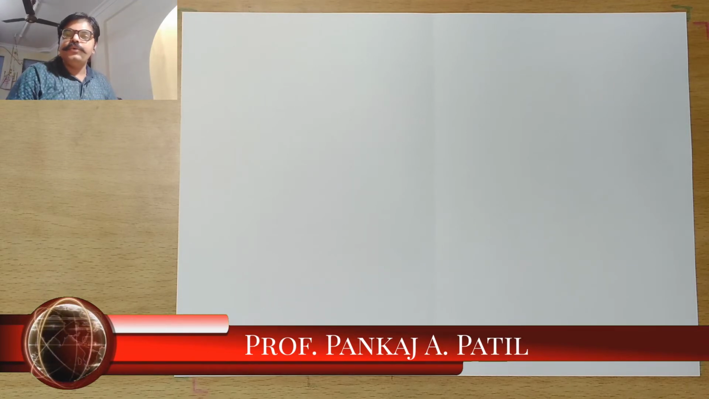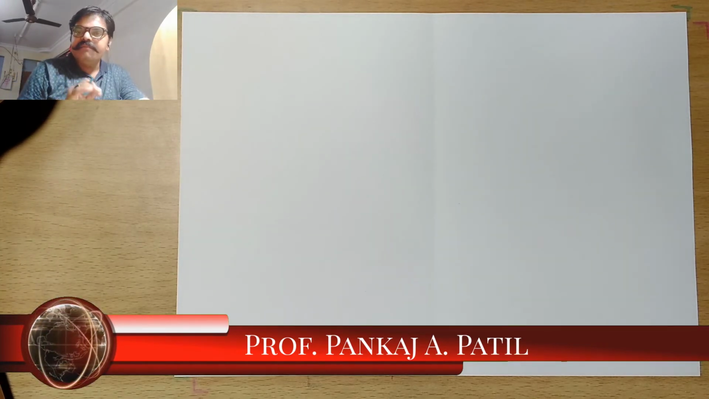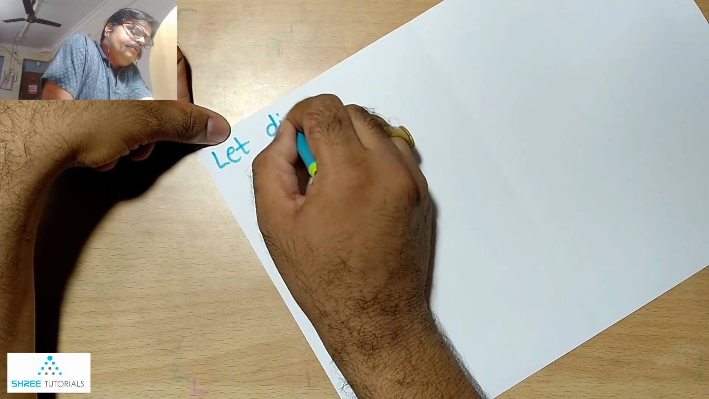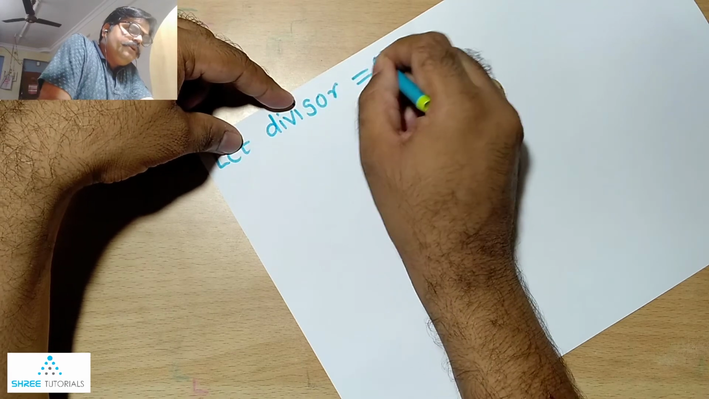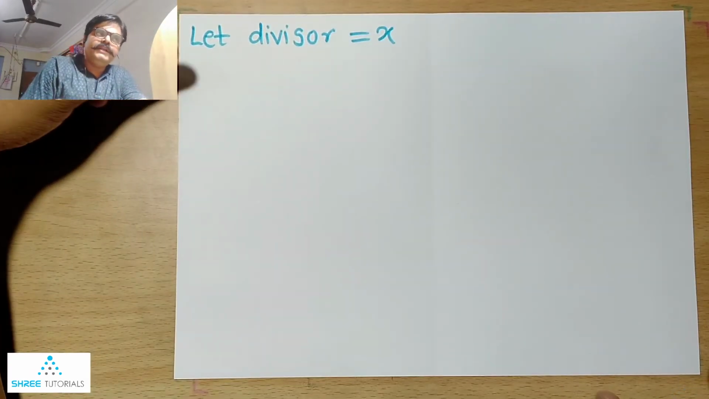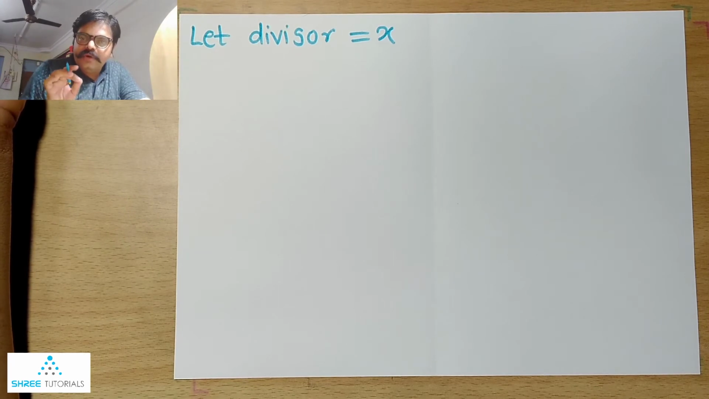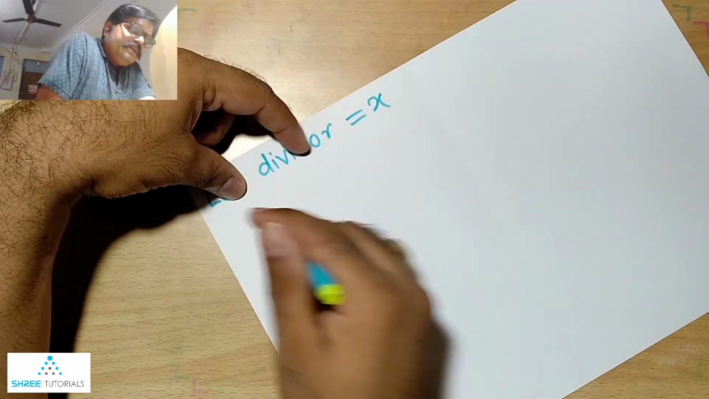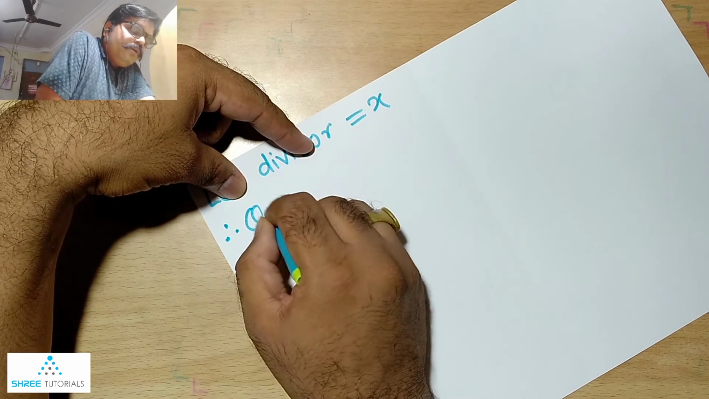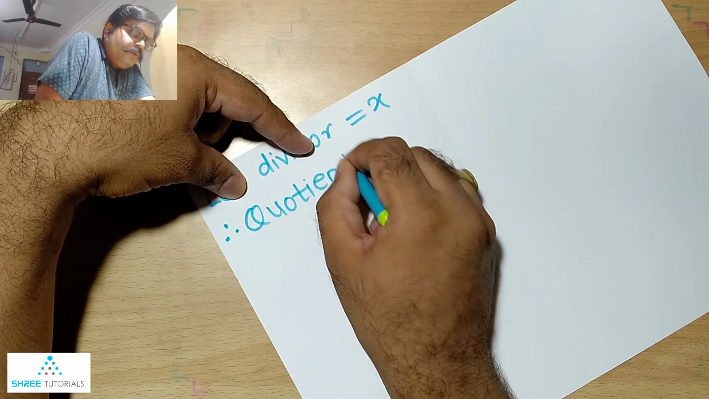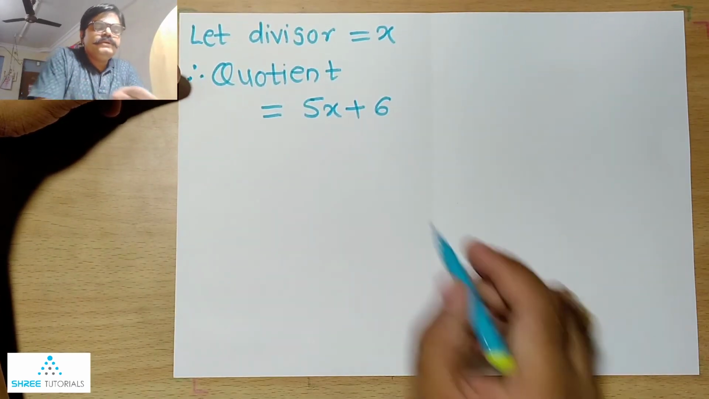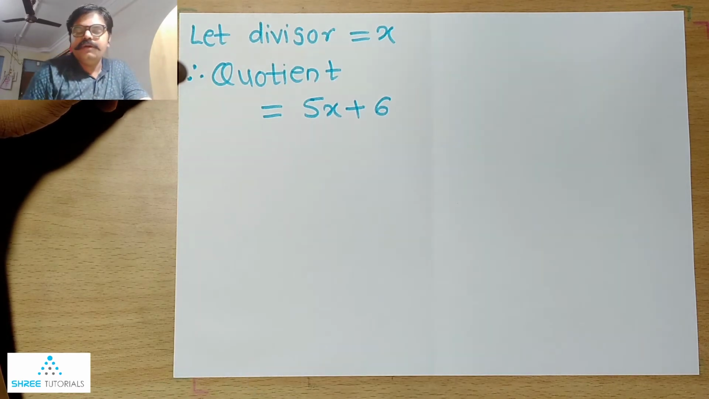So first we are going to assume whatever they have asked us first. That is why we are going to assume that our divisor is going to be x. So therefore, let divisor is equal to x. Now if we have got the divisor, our quotient is what they have given: 6 more than 5 times that of the divisor. So based on this, we can write our quotient will be equal to 5x plus 6. Why so? 6 more than 5 times that of the divisor.